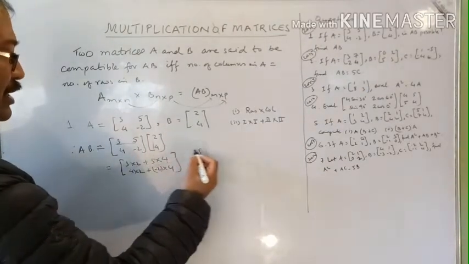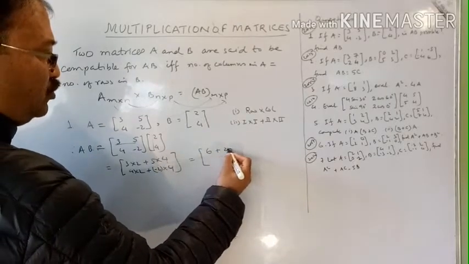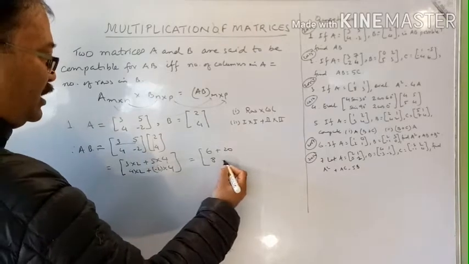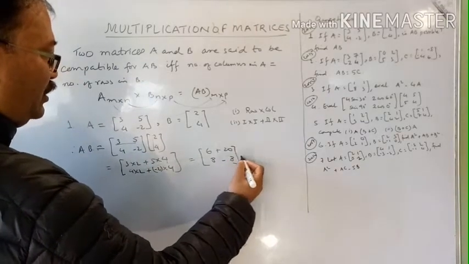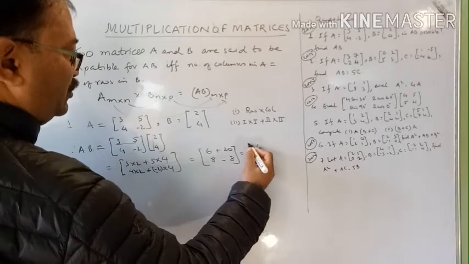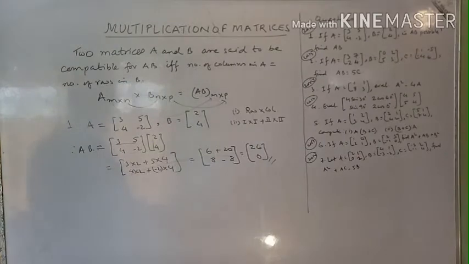So this is 3 2s are 6. Plus 5 4s are 20. So 4 2s are 8. So plus into minus, minus 4 2s are 8. So this is equal to 6 plus 20, 26, 8 minus 8 is 0. So this is the product. Okay, answer number 1.